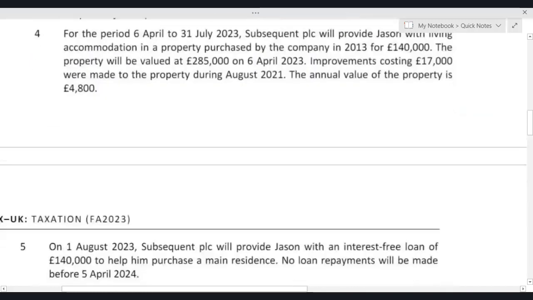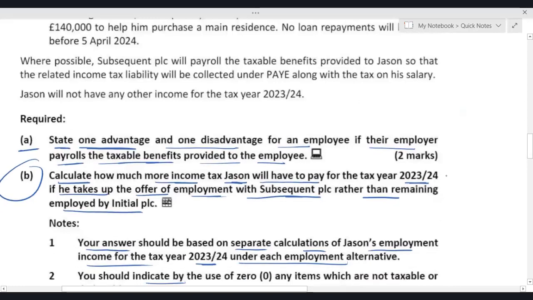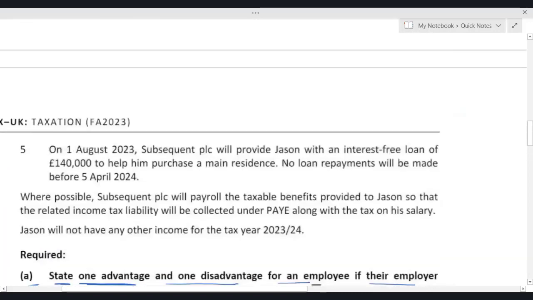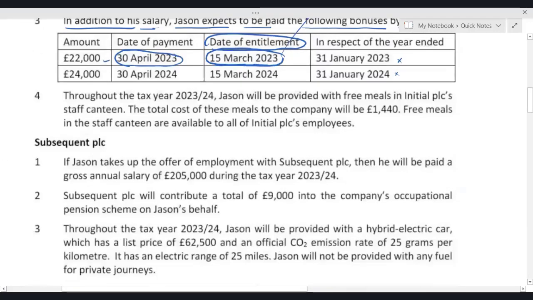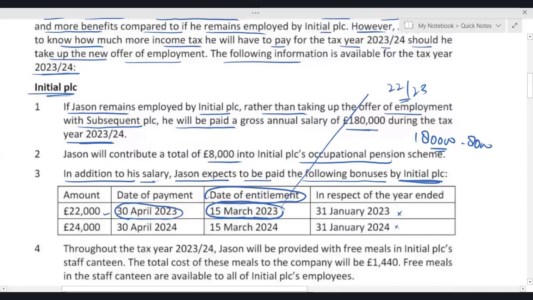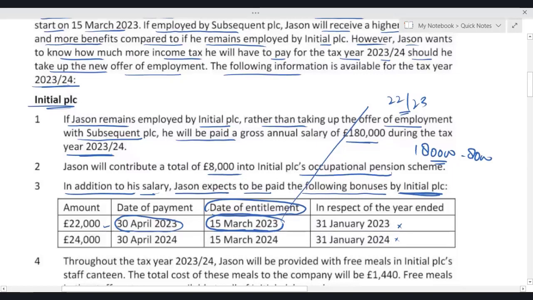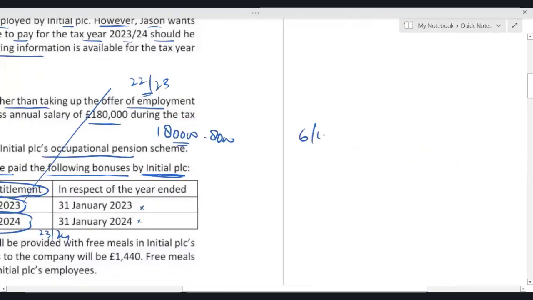And right now we are working on the tax year 23-24. So can I say logically the bonus of 22,000 does not relate to the tax year 23-24; it actually relates to the tax year 22-23. Now look at the second bonus of 24,000: date of payment and date of entitlement. Can I say logically the date of entitlement falls in the tax year 23-24? I think everyone knows that the tax year starts from 6 April. The tax year which starts from 6 April 2022 ends at 5th April 2023.